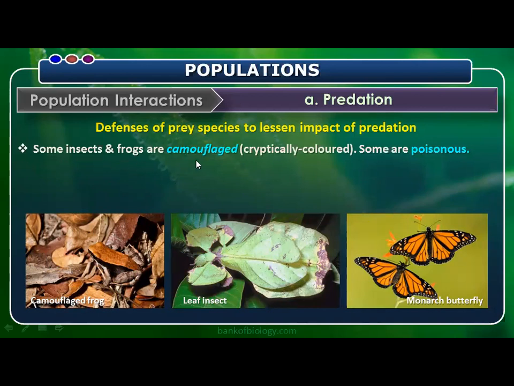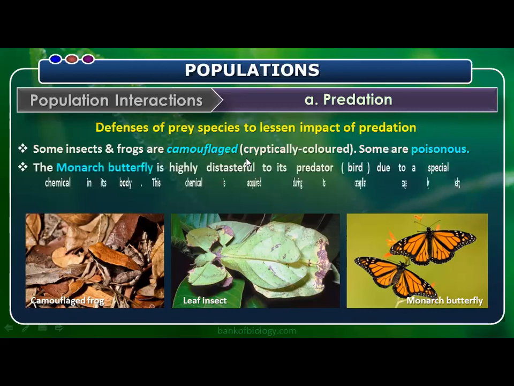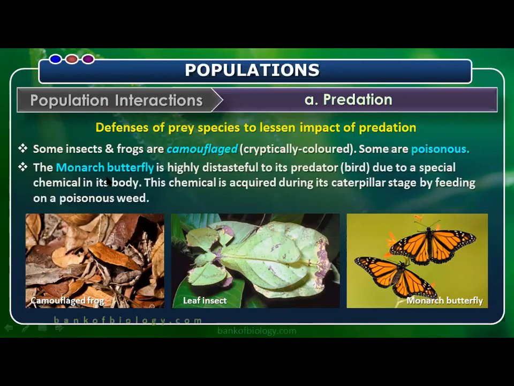Let's say some insects and frogs are camouflaged, cryptically colored to match their background. Some are poisonous, like the monarch butterfly. The monarch butterfly is highly distasteful to its predator due to special chemicals on its body and wings. How is the chemical acquired? In the larval stage itself, the caterpillar stage, by eating poisonous weeds, the caterpillar accumulates those contents, and they are stored in the chitinous layer of the wings. So that's why the predator dislikes eating the monarch butterfly.